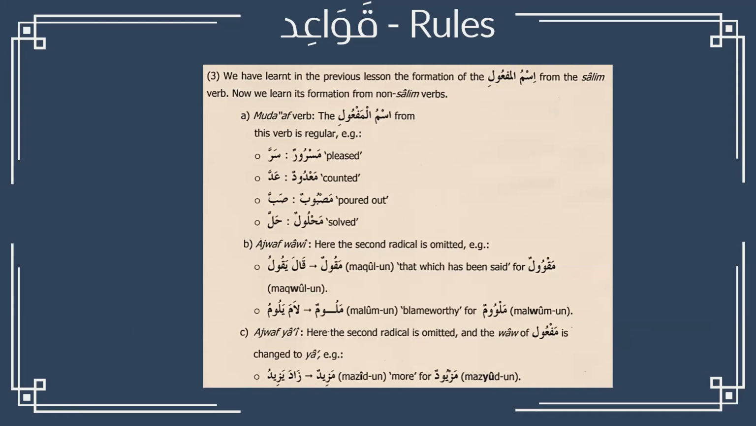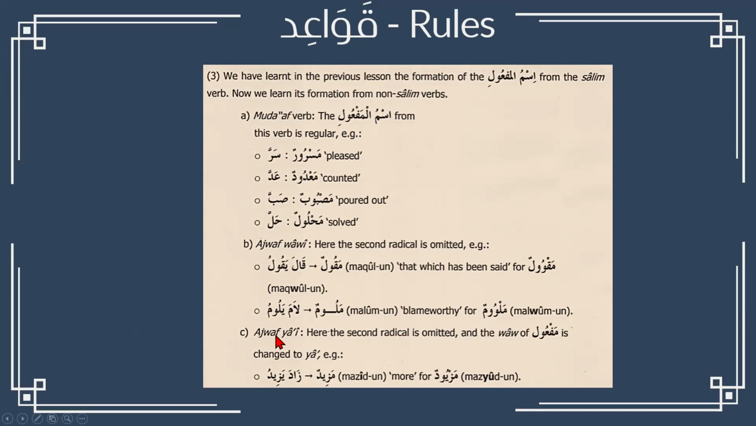Ajwaf wawi, here the second radical is completely omitted. Qala yaqulu will become maqulun. So you'll remove one of the extra vowels you had over here, otherwise it would have been maqwulun, which is just very strange to pronounce. So lama yalumu will become malumun, and you'll remove the second vowel; instead of malwumun, which is again very strange. Second radical is omitted, meaning the vowel is omitted.